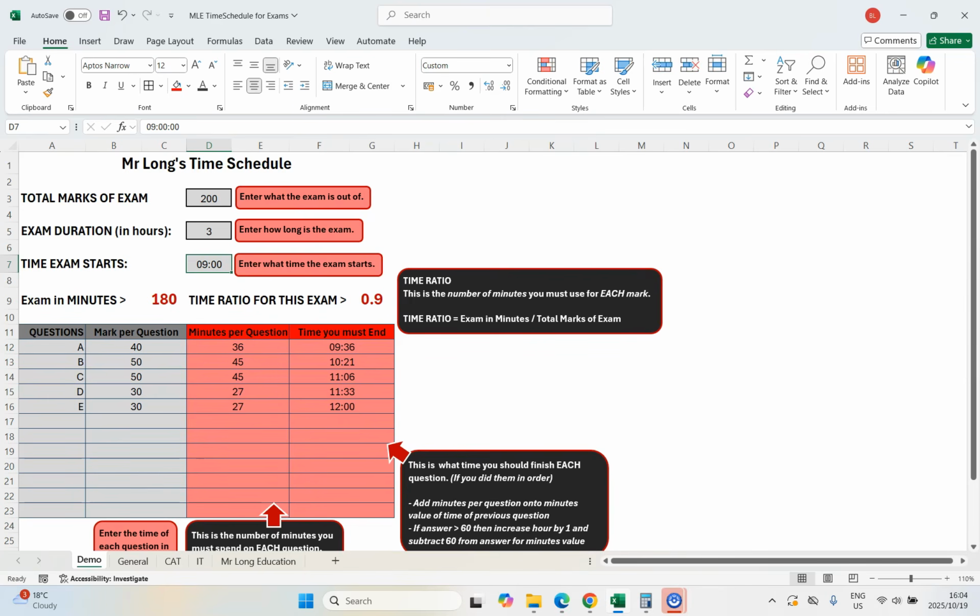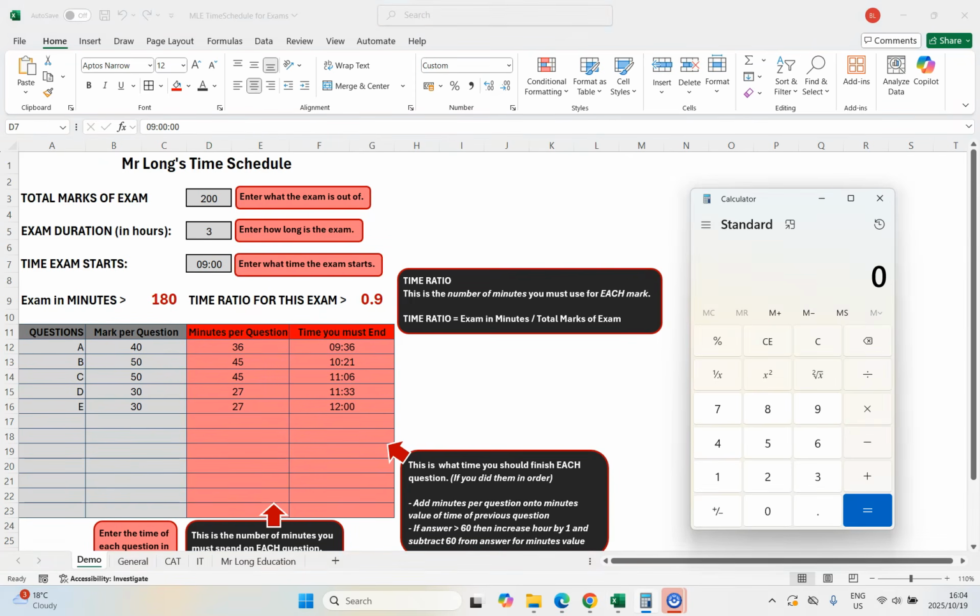Obviously, you add the 36 minutes for the first one. So you know that the first question must end at 9:36. Then when you add 45 minutes onto that, all you are doing is taking the minutes of the previous time, which is 36, and adding how many minutes you need to spend on this question, 45. That's the minutes for the next time slot.